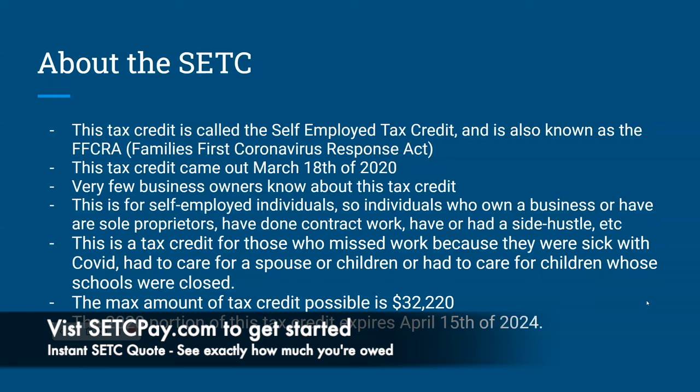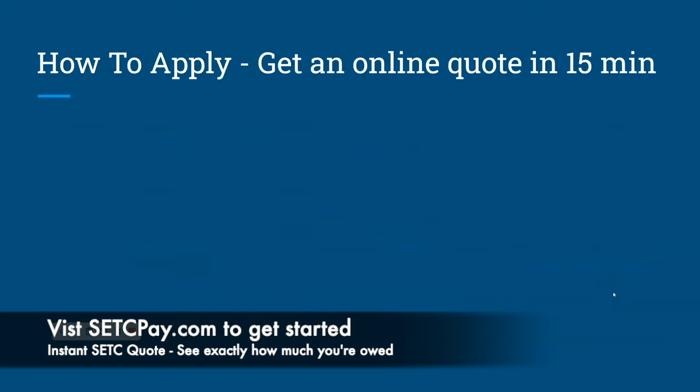The max amount of the tax credit possible is $32,220, and the 2020 portion of this tax credit, like I mentioned, is expiring very soon. It expires April 15th of 2024. So in order to take advantage of the 2020 tax credit portion, you need to hurry and apply and file for your tax credit before that date.